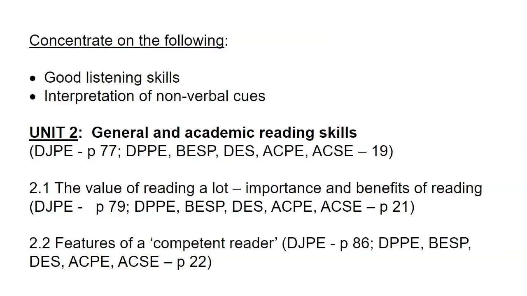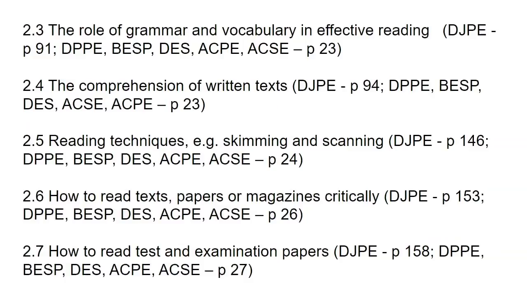The features of a competent reader, as you know, we usually ask that one, so you can study that. You will find that DJPE students on page 86, while the other courses will find it on page 22 in their study guide. The role of grammar and vocabulary in effective reading, DJPE on page 91, DPPE, BESP, DES, ICPE, ICSE will find it on page 23. The comprehension of written text. DJPE will find it on page 94. DPPE, BESP, DES, ACPE and ACSE will find it on page 23.